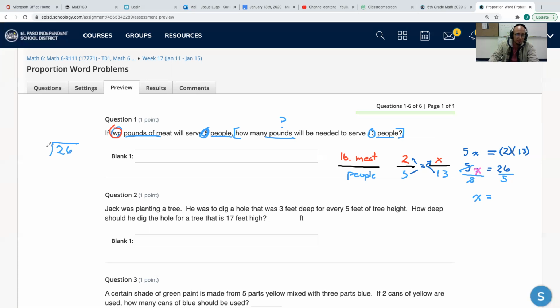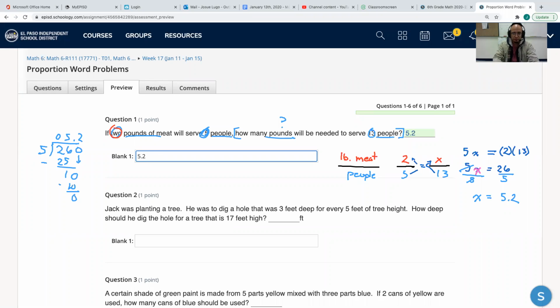26 divided by 5. 5 goes into 26 5 times, because 5 times 5 is 25. Remainder 1, we keep going. We put a decimal, put a 0, and bring it down. 5 goes into 10 twice, which is exactly that. So that means x will equal 5 and 2/10. And that's it. That seems like a lot, but it really wasn't.